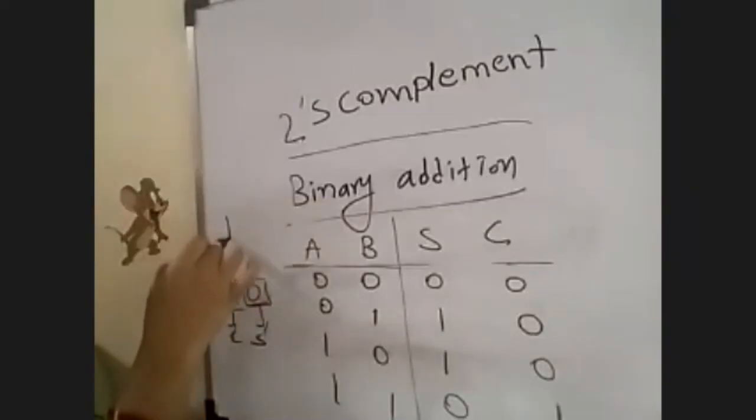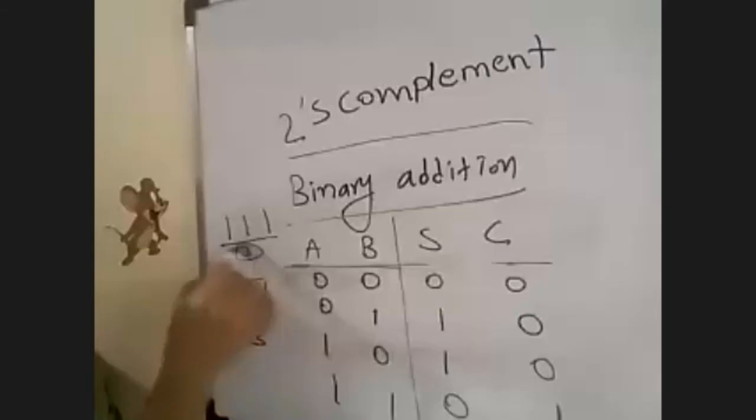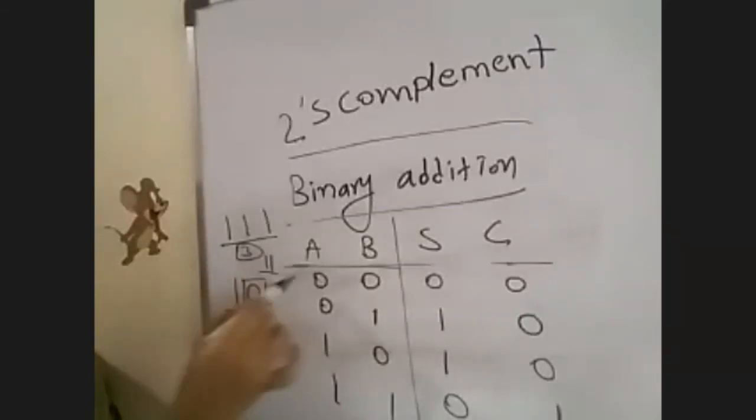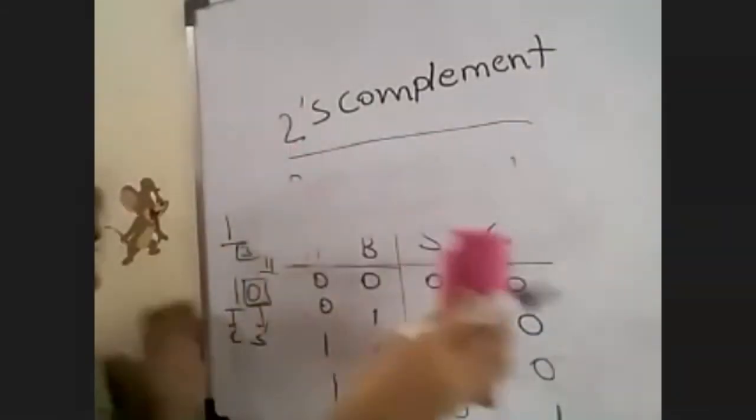Suppose 3 ones come, that is 3 inputs, 1 1 1. The equivalent of 3 is 11, so sum 1 and carry 1. Is it clear now? Yes, ma'am. Okay, then you can do examples on 2's complement.